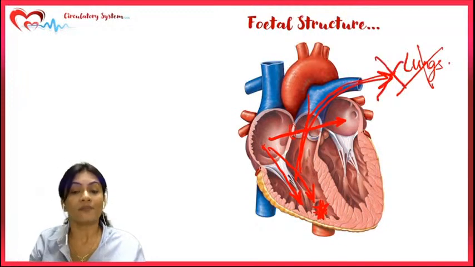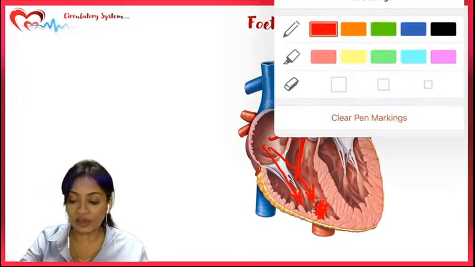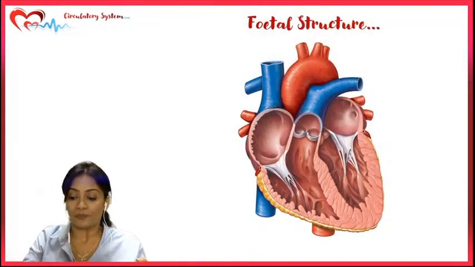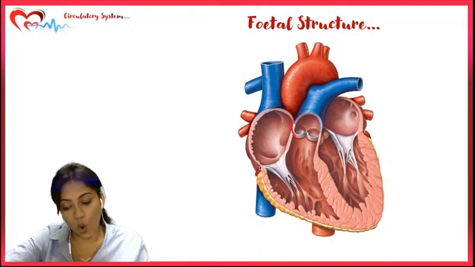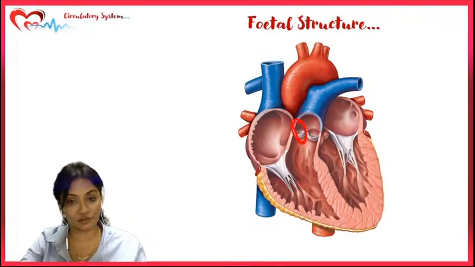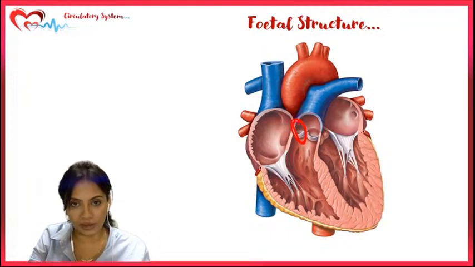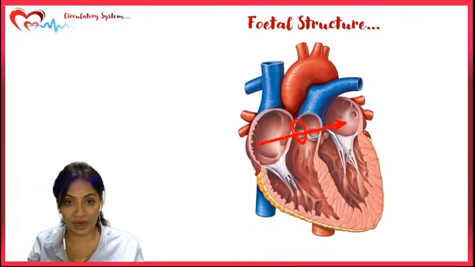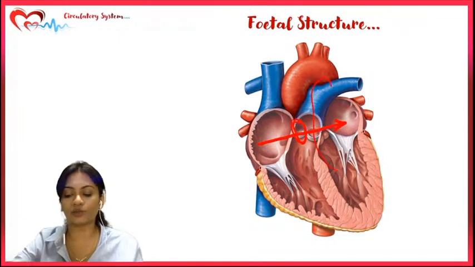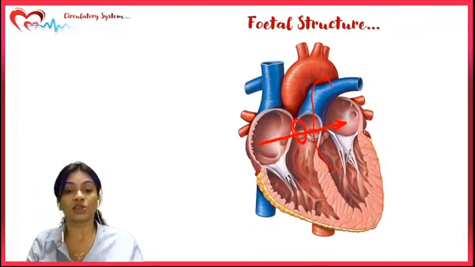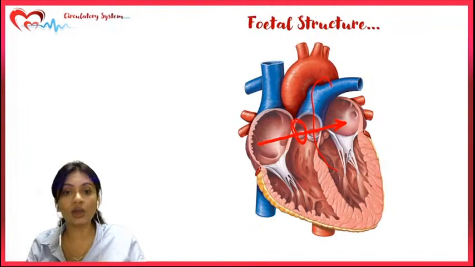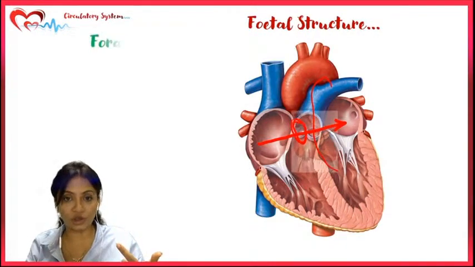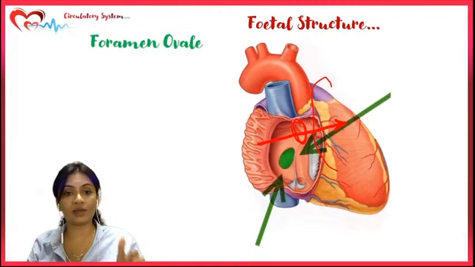No, it doesn't. That is why in the fetal structures, there is a hole present between the two atria, and it allows blood to go from the right atrium directly to the left atrium, so that it can be carried to the different parts of the body. So that apparatus, a hole present in the fetal structure, is called the foramen ovale.